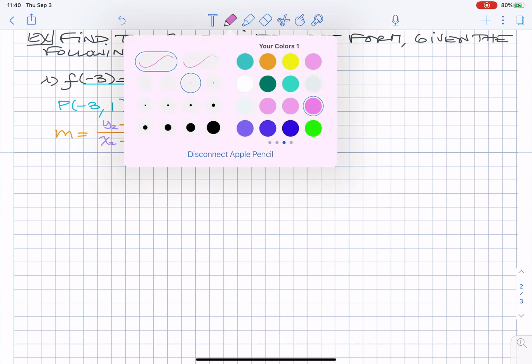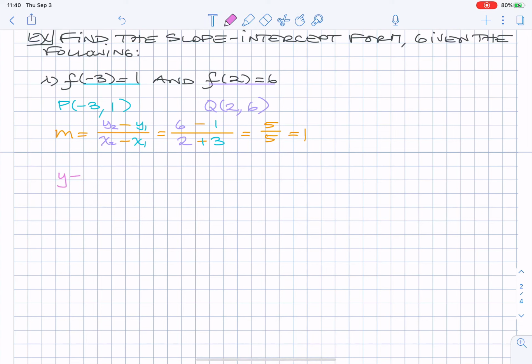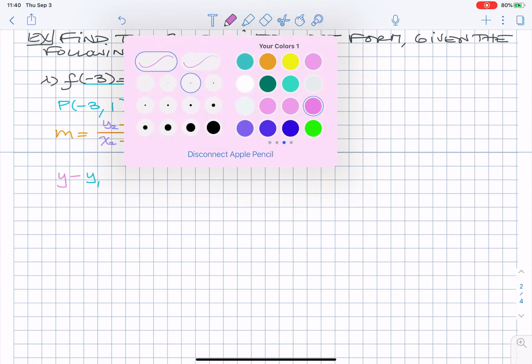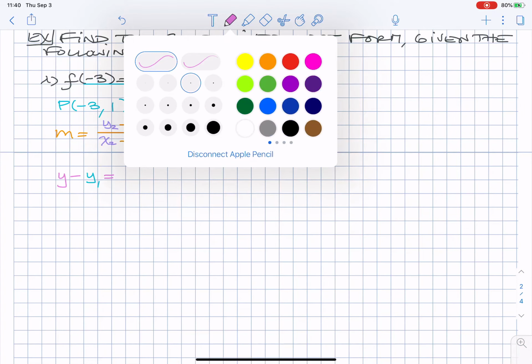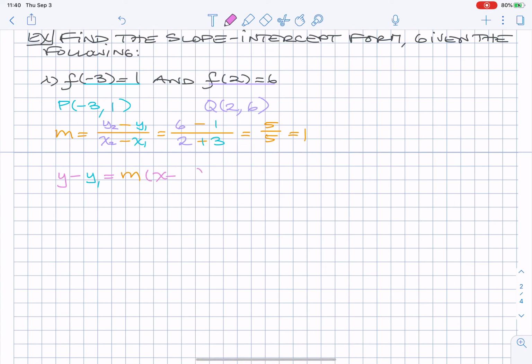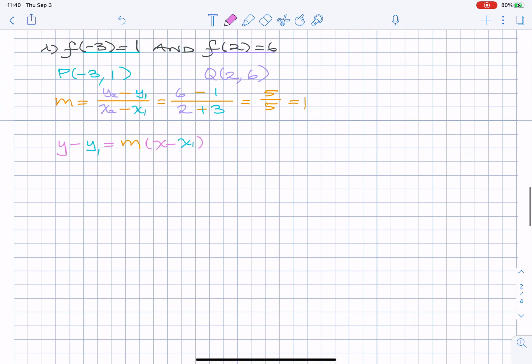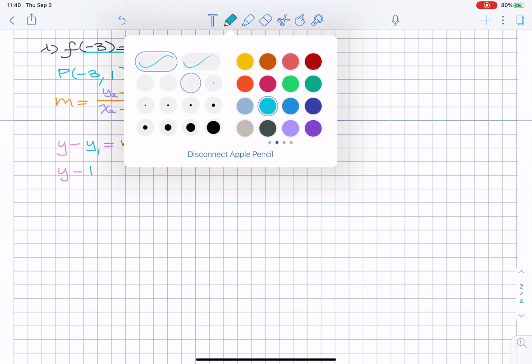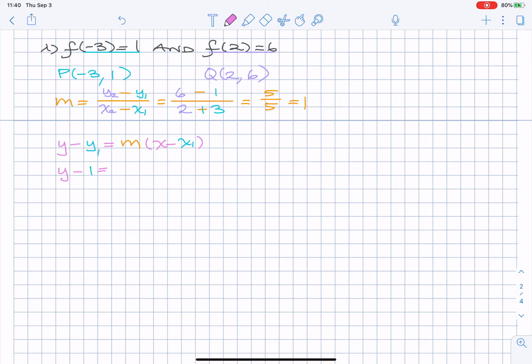So now shifting to point-slope form rather, y minus y given, let's go back to the blue point, is equal to slope m times the quantity x minus x given, or x1 in this case. So we have y minus, the y coordinate there was 1, is equal to slope, which we found just to be 1, times the quantity x minus a negative 3. So this is going to be plus 3.